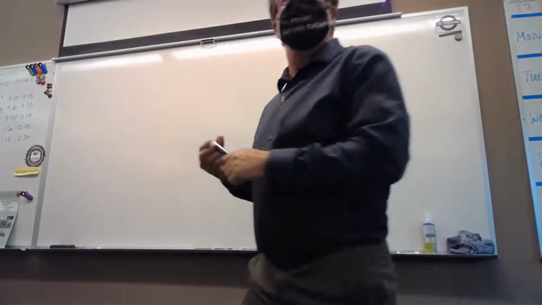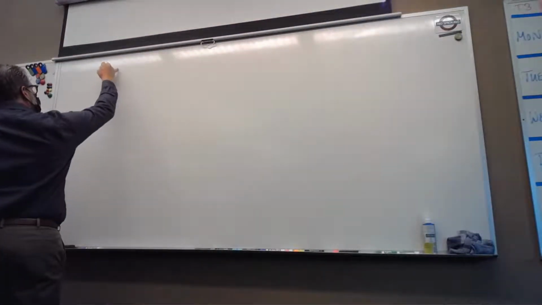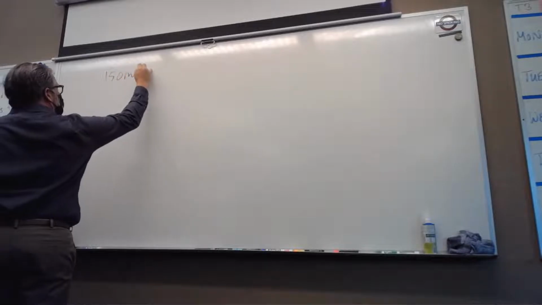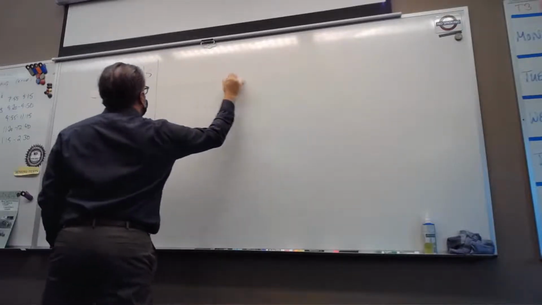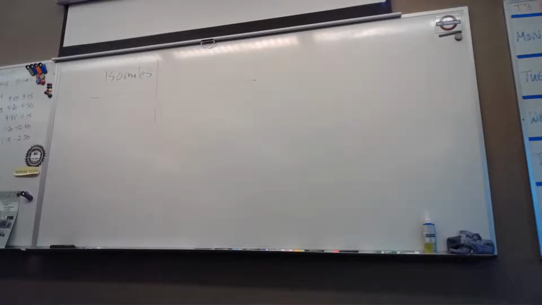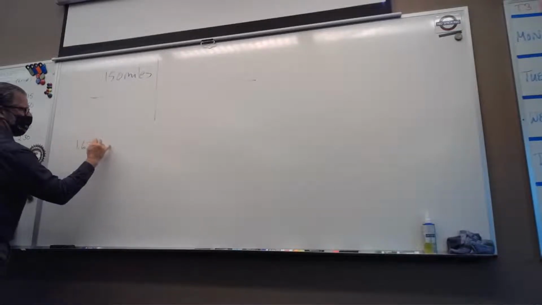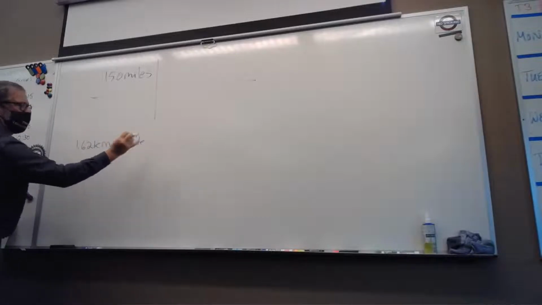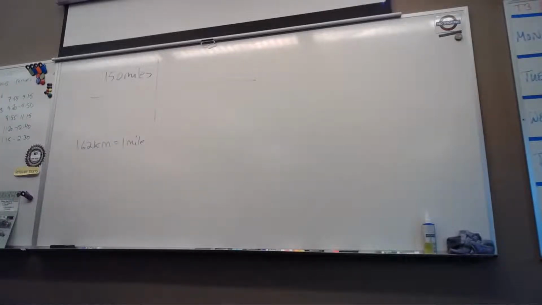Guys, let's talk about the bridge method. It's 150 miles from my house to Seattle, and I want to know how far it is in kilometers. I know that there are 1.62 kilometers in 1 mile. So that means I either need to multiply 150 by 1.62 or divide 150 by 1.62. One of the two. And I always get confused and I can never remember which it is.